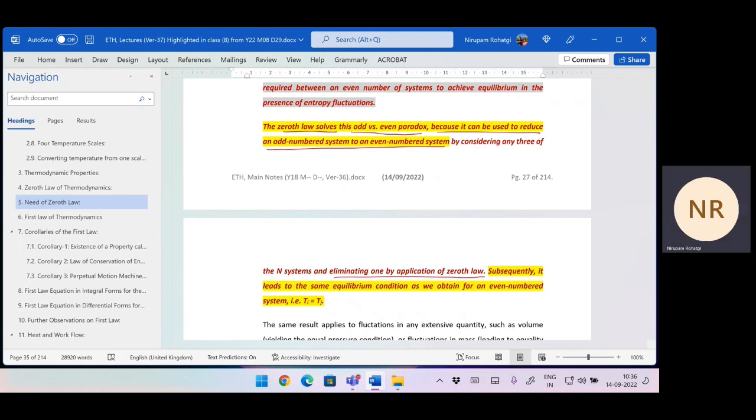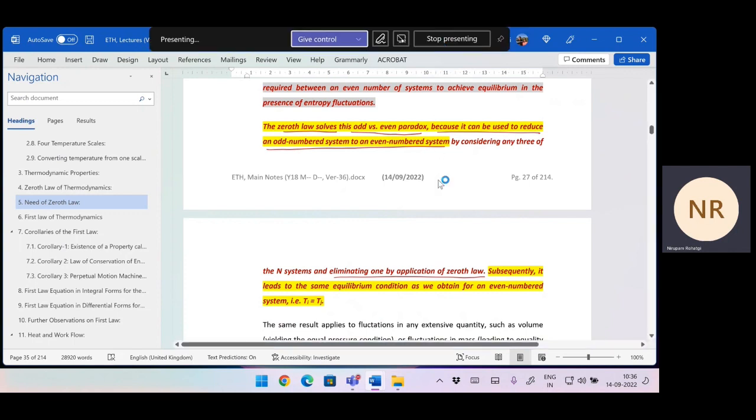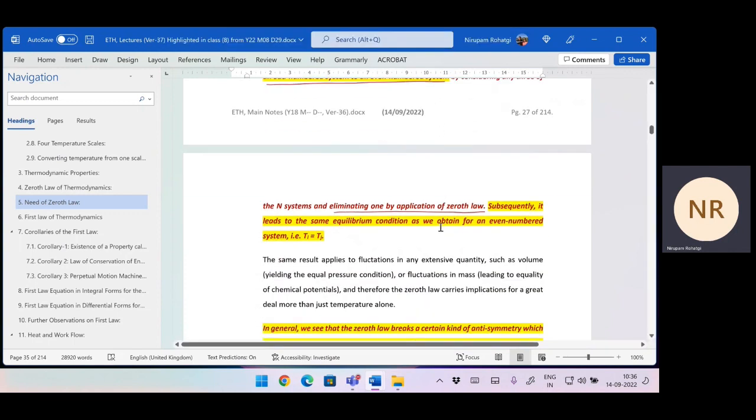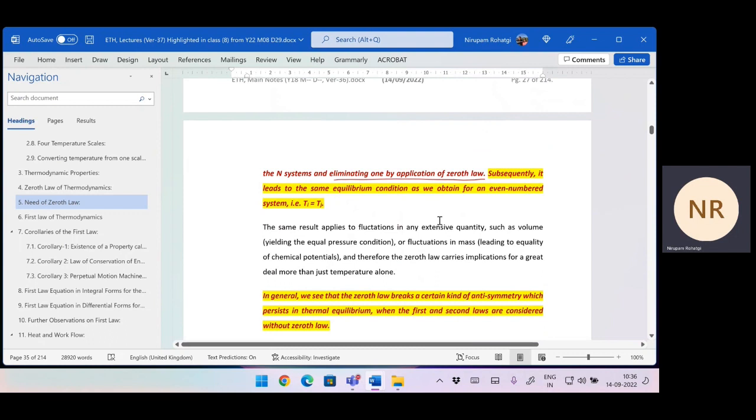Right. And then again the same condition applies, that all the temperatures should be the same for thermal equilibrium. So this is what is achieved by this zeroth law. So the zeroth law in short is resolving, you can say, the symmetric paradox. Odd और even के बीच में जो कॉन्फ्लिक्ट है उसको रिजॉल्व कर रहा है.